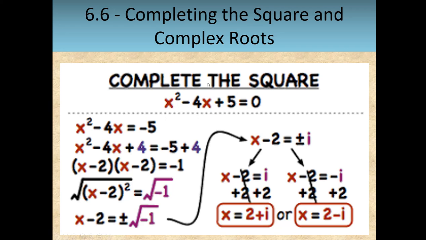You first have to write the equation so that it equals zero. You move the last term, the c term, over to the other side. Then you add half of whatever the middle term is, squared, to both sides. In this case, half of 4 is 2, and 2 squared is 4, so you add 4 to both sides. Factor this so that you get something like x minus 2 squared, and square root both sides to get rid of this square. Then you just follow up and solve.